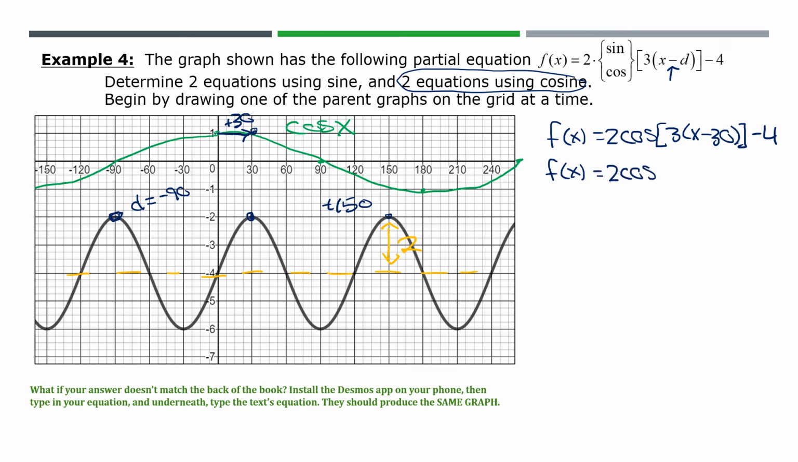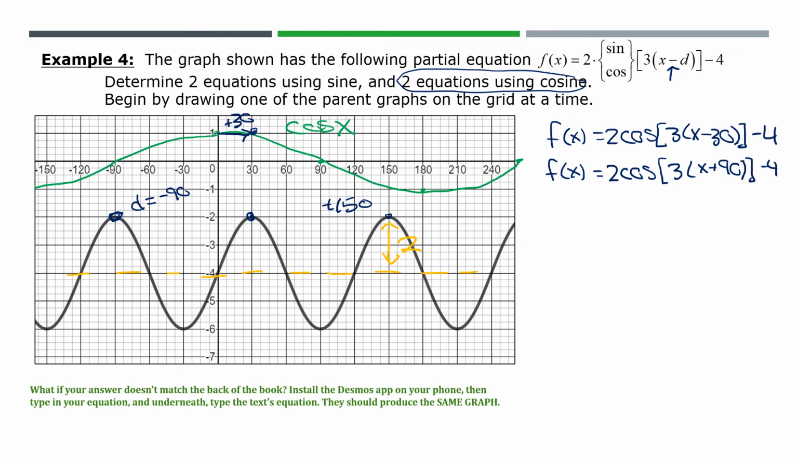2 cos 3x, that because there's already a minus sign in the brackets and I'm putting in a negative 90, it's going to become a plus 90. Minus 4. I'm going to do one more.